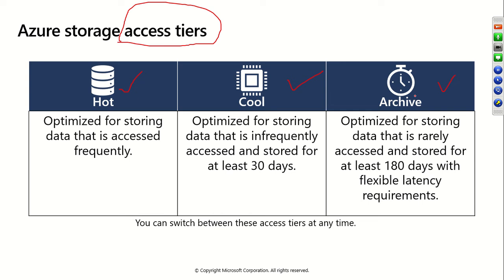What is an example of archive data? Archive data are data that are backup data. For example, when you back up your email, maybe your email space is already almost used up. You can back up, you can archive some email. So that is archive data.